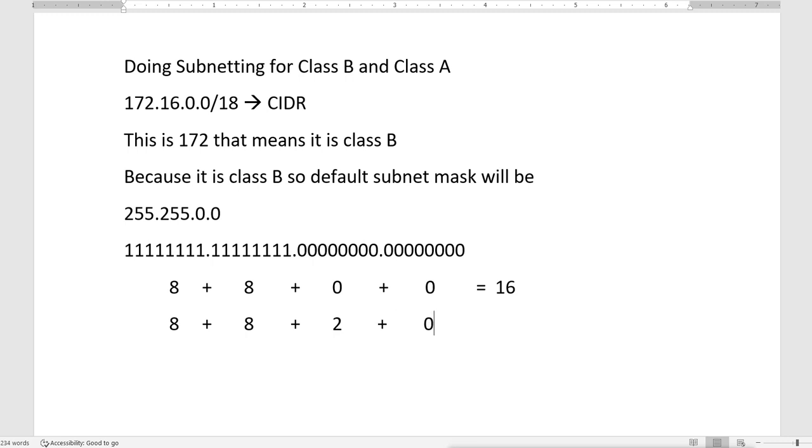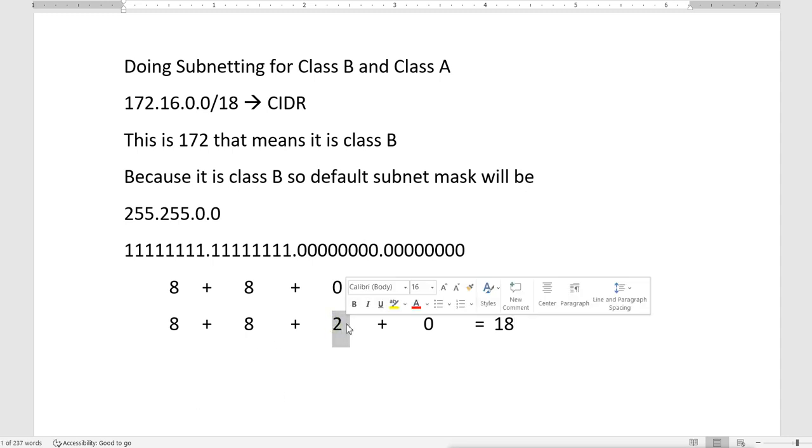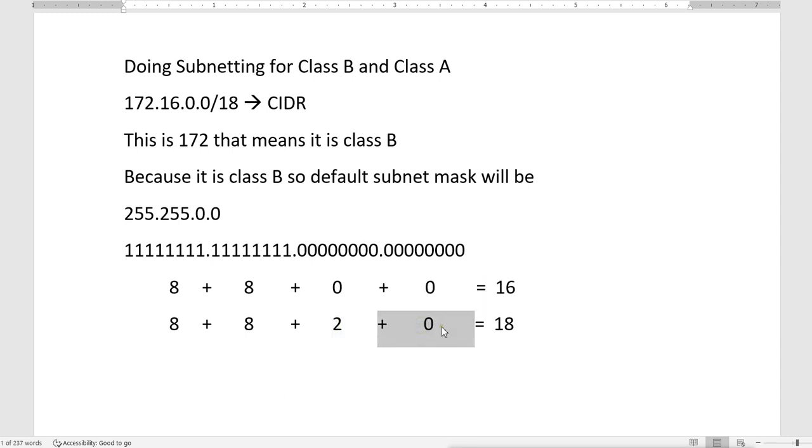Here no bits are on, and then we get 18. Now why do I enable 2 bits from here and not from there? Because when you enable bits in the subnet mask, it always goes continuously from left to right. You cannot enable from in between, anywhere. The ones always continue from left to right, and the 0 bits continue from right to left. That's why I enabled 2 bits from here.